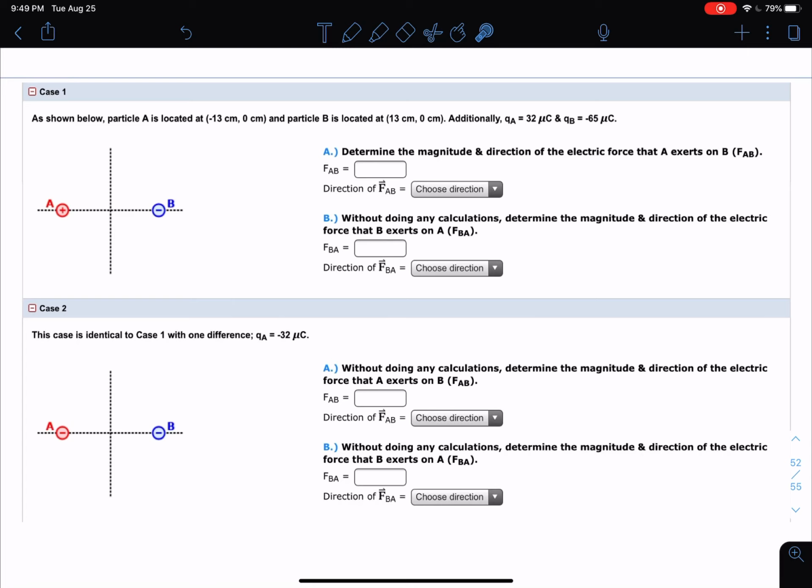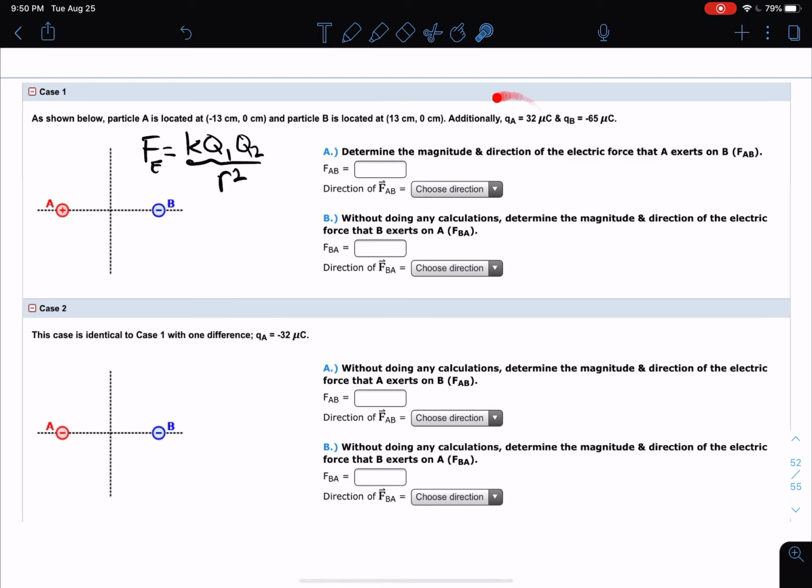And remember Coulomb's law, F equals K Q1 Q2 over R squared. This is the electrostatic force. K is Coulomb's constant. That's 9 times 10 to the ninth. Q1 and Q2, these are the magnitudes of the charge. So magnitude means essentially the absolute value of the charge.